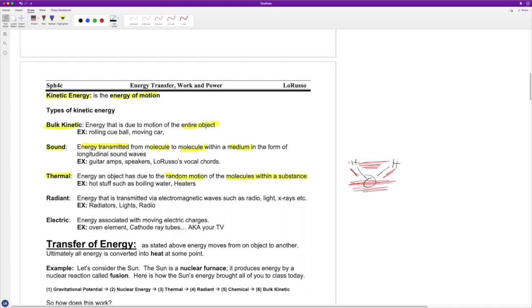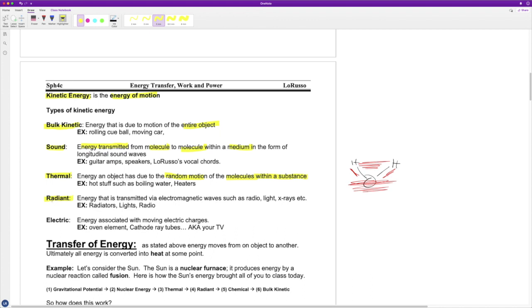So these bonds are vibrating up and down. This bond is vibrating up and down. These bonds are moving in and out, and the actual whole molecule itself is vibrating back and forth. And that's all related to thermal, not to be confused with bulk kinetic energy. Bulk kinetic energy is how the whole thing operates in one go. Thermal energy has to do with the behavior of the individual atoms themselves.